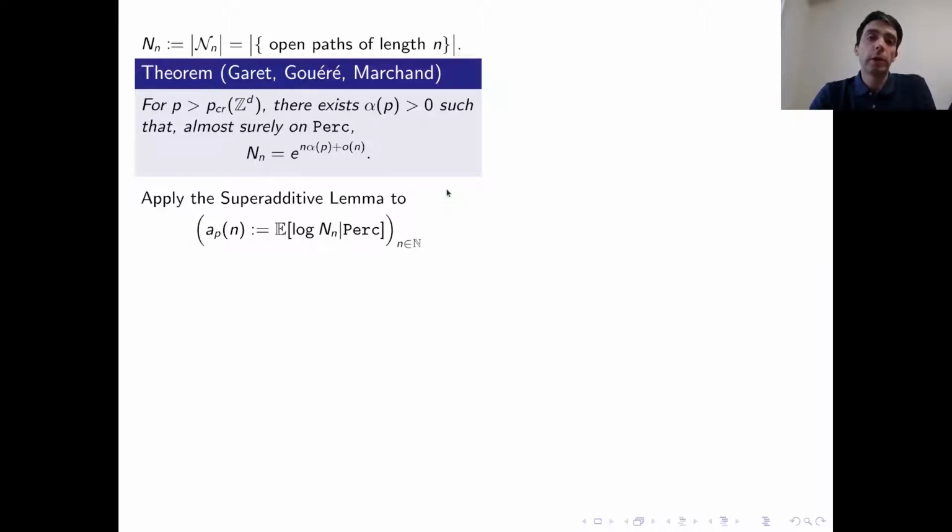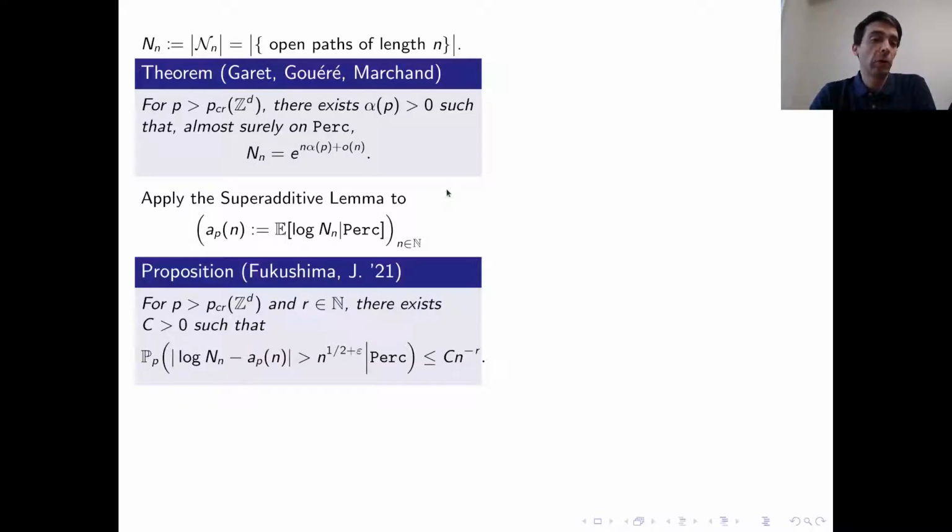And before I show you the result that we managed to prove, I will discuss the following technical ingredient, which is a concentration inequality. So it tells you something about the probability that the log number of paths is far away from its expectation. Remember that this expectation here is precisely the approximating sequence that was used to define the growth rate alpha, which is the quantity that we're really interested in.